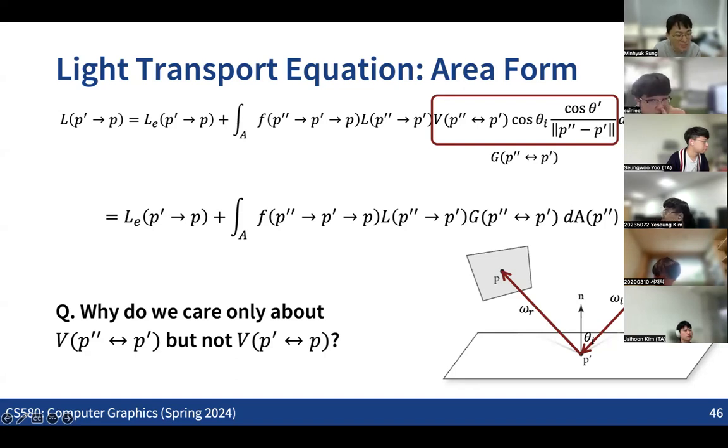We are calculating the reflection at P prime because that was the first intersection point from the point P, which should be a visible point from P. If it was not a visible point, then we obviously would have another intersection point, and we would calculate the reflection at that point. So that's why we don't need the visibility term between P and P prime, right? That makes sense. We need to think about how this equation will be exactly implemented in our ray tracing system.